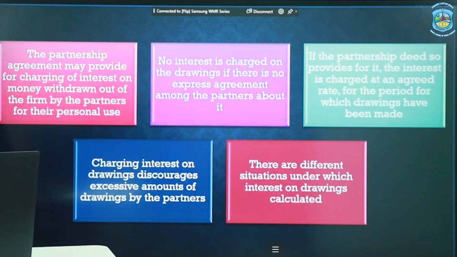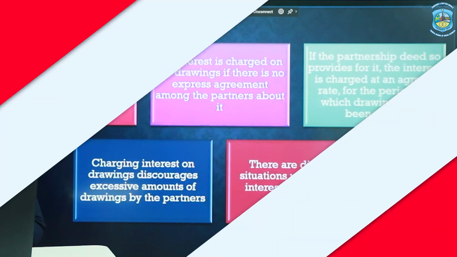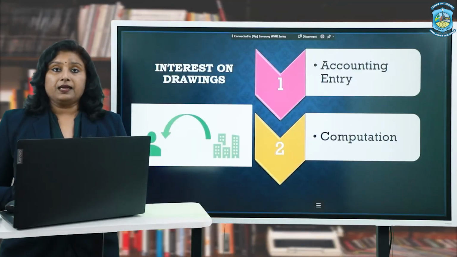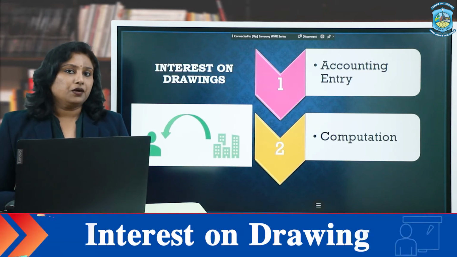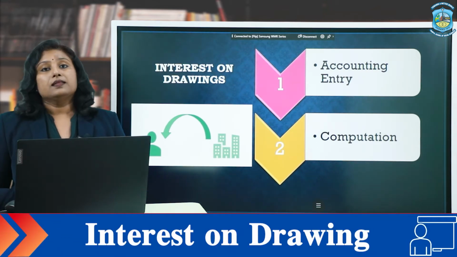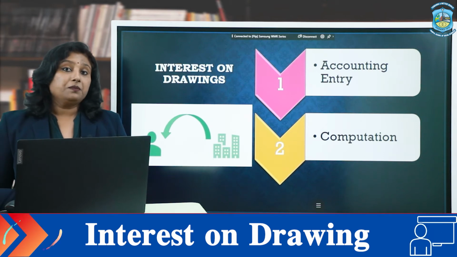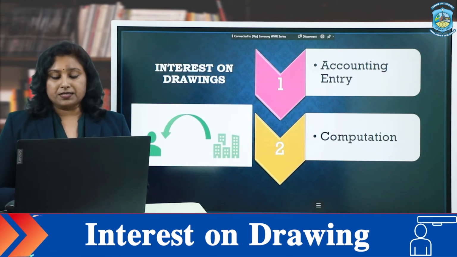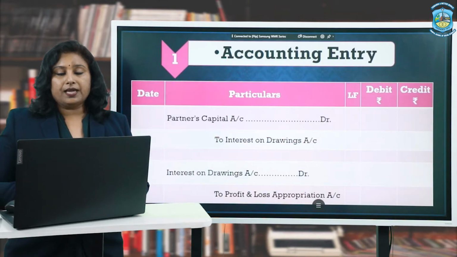The next thing is that it reduces the excessive withdrawal made by the partners. Of course, if interest is charged on the drawings made by the partners, it curbs the abnormal withdrawals. And there are various methods of valuating the interest on drawings, which we'll see in the further video. So for the convenience of understanding, I'm dividing the entire understanding of interest on drawings in two parts. One, the accounting entry, and the second, the computation of interest on drawings. So let us understand about the accounting entry.